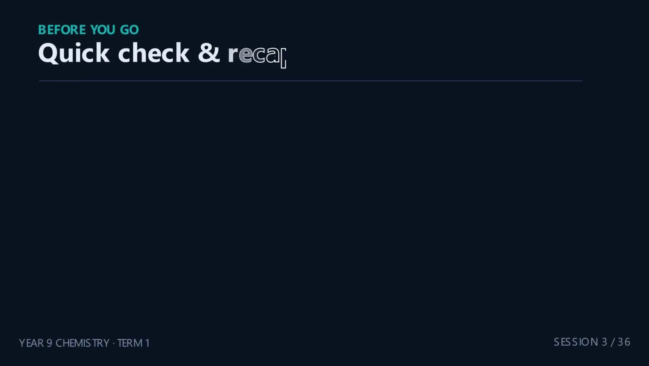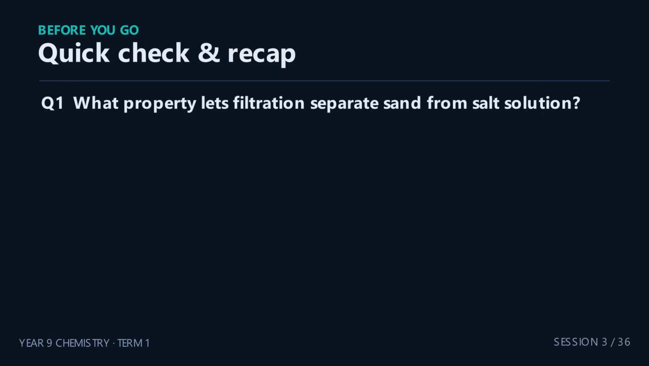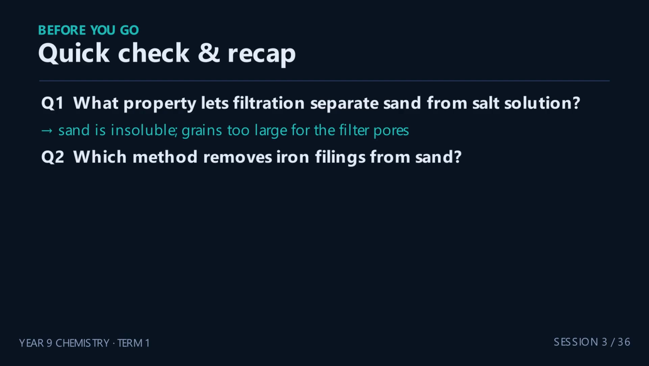Quick check. Question 1. What property lets filtration separate sand from salt solution? Pause and answer. The sand is insoluble and its particles are too large for the filter pores. Question 2. Which method removes iron filings from sand? A magnet, because iron is magnetic.